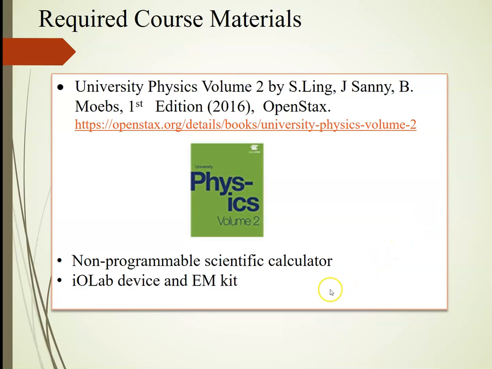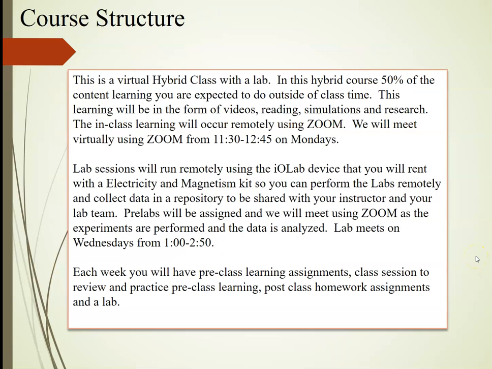That's fine. Our labs will be remote, but they'll be hands-on labs being done remotely, and we'll use this device called an IO lab device. You'll get information about how to rent that, and you want to do that as soon as possible. The EM kit, that's electricity and magnetism kit, that we'll also be using with this device. At the end of the PowerPoint, there's a little bit more information, but additional information on Blackboard will help you get access to that device. It should be a lot of fun. We'll be able to do these labs remotely, but we'll work with them together on Zoom.